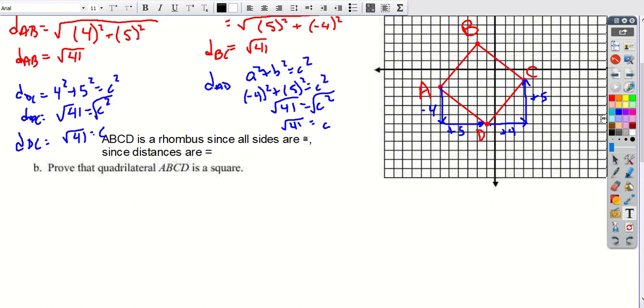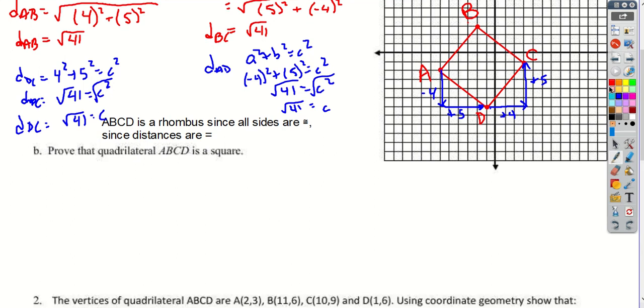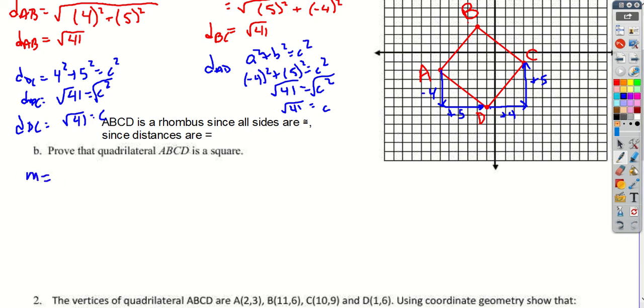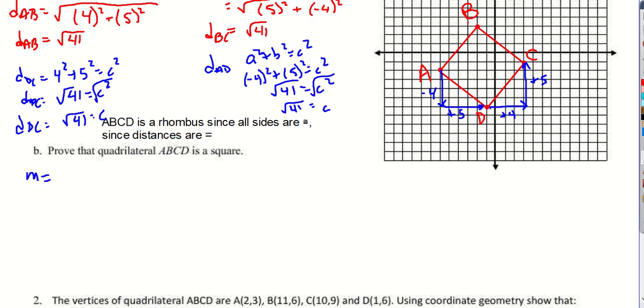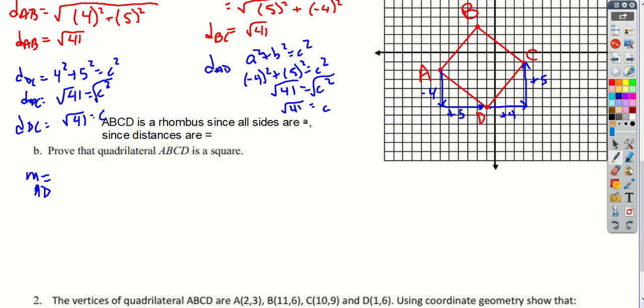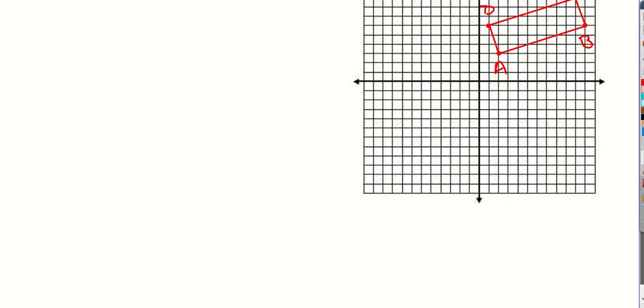Now we got to do a square. So remember, to make a rhombus a square, we just need one right angle. So we're going to do the slope. We already have AD and CD kind of laid out for us. So we'll do the slope formula for one of them, and we'll do rise over run for the other one. So let's do it for AD. AD, slope. Okay, so where are we at here?